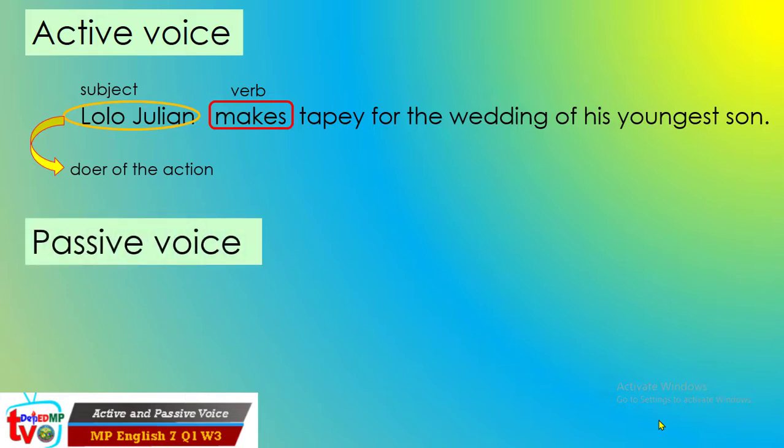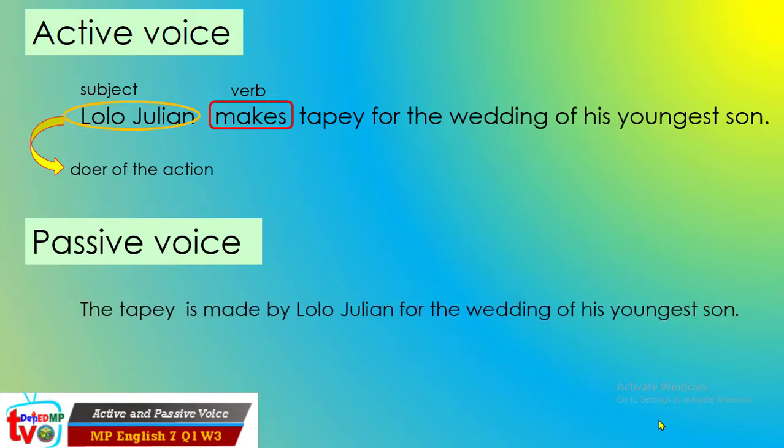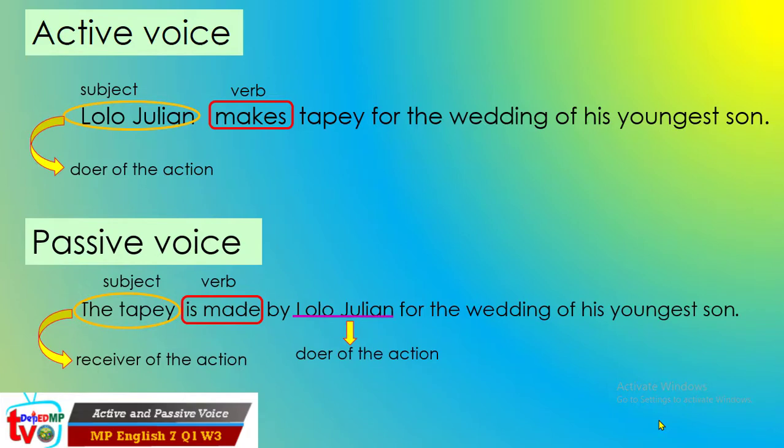If you transform that sentence into passive voice, it would become, the tapoy is made by Lolo Julian for the wedding of his youngest son. The subject now is tapoy, and the verb is made. Since it is a passive voice, the subject of the sentence is the receiver of the action, while the doer of the action is still Lolo Julian, indicated by the preposition by.